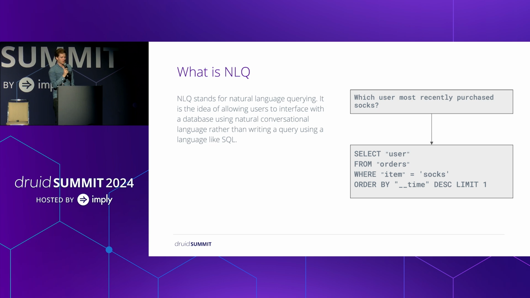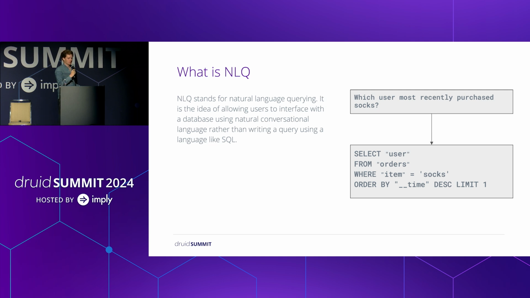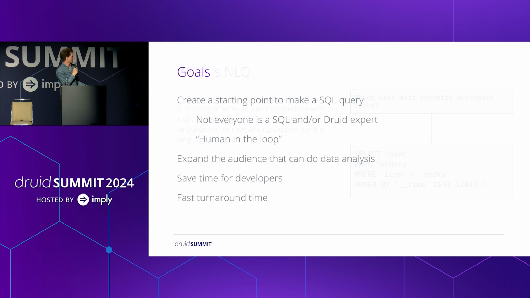So the first question most people have is, what is NLQ? NLQ stands for Natural Language Querying. It is the idea of allowing users to interface with a database using conversational natural language, rather than writing a query using a language like SQL itself. And here in this example, the question is: which user most recently purchased socks? Here's the generated query: select user from orders where item equals socks, order by time descending, limit 1. So that's a quick thing, and as part of this, we leveraged some other tools for that.